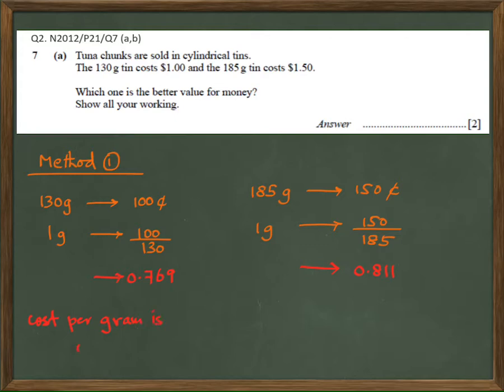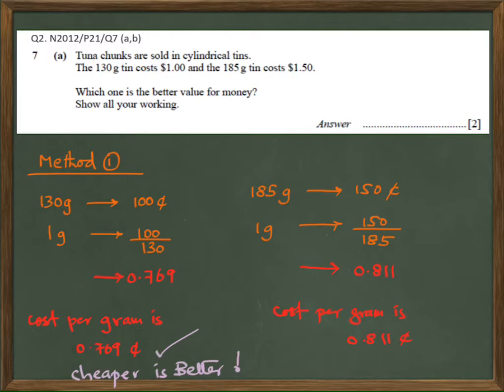1 gram of the first type is costing me 0.769 cents. The other one is 0.811. This is cost per gram. Which one is cheaper? 0.769 cents. Therefore, the cheaper one in this context is a better value for money.